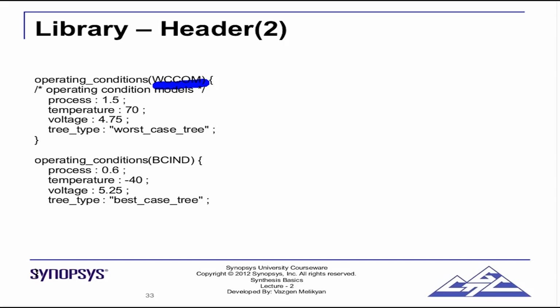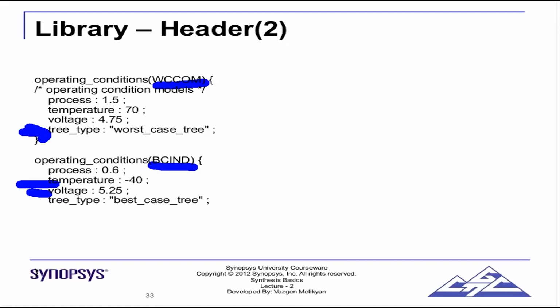You could also choose something called the operating condition BCCOM, which is best case. Forget about tree type right now. I'll come to this in a later lecture. Again, for best case, the temperature goes lower, -40. The voltage goes higher. The process is 0.6. So the process factor tells us that since all the NMOS and PMOS are becoming faster, all the delay values in this particular library for a best case corner, for a fast corner, will be multiplied by 0.6, or all the delays will be 40% less, all the cells will be 40% faster.